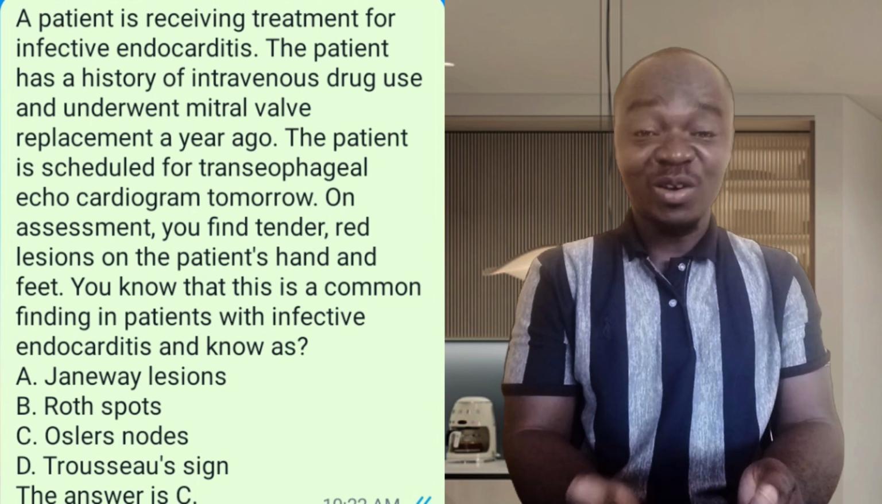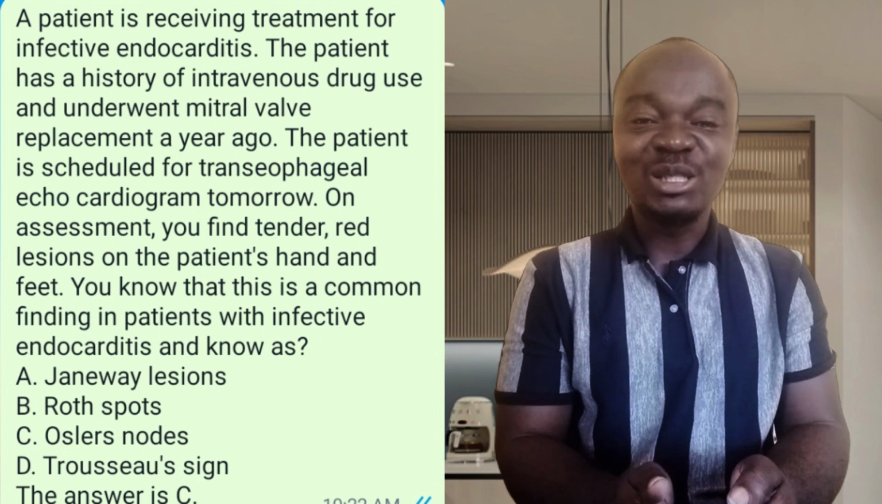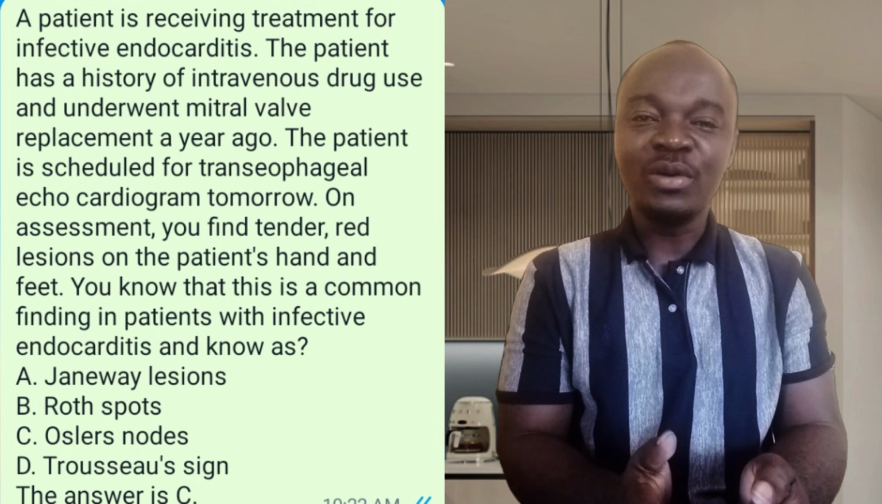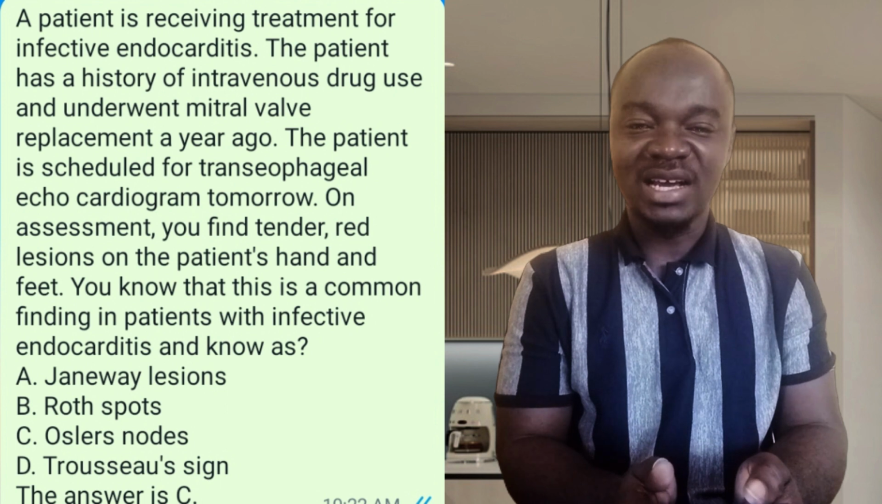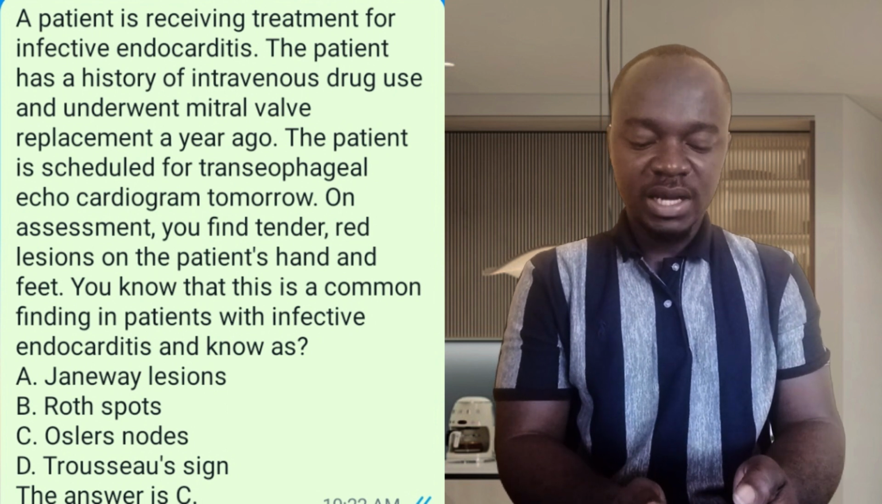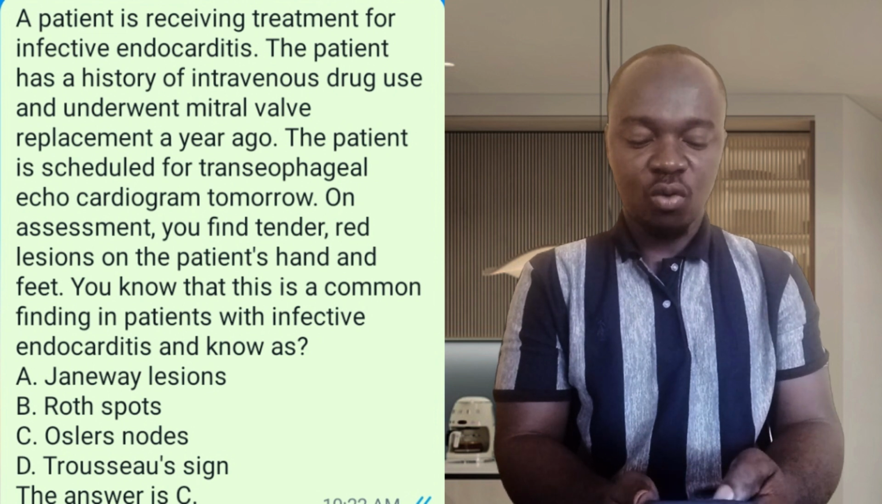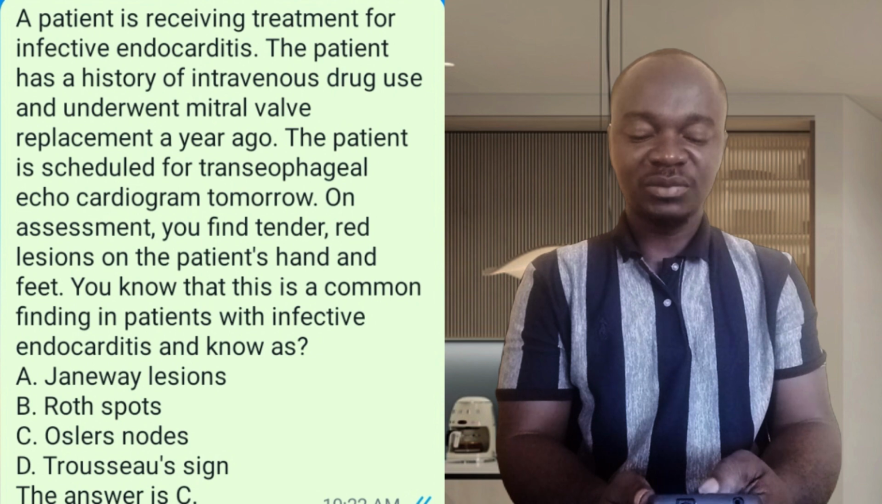Now, we all know that Osler's node, it is the one that is tender. Remember, Janeway lesion is non-tender. So you see how the differentiation can be when it comes to NCLEX. Remember, NCLEX is doable when you spoke about it. Okay, so the option C is correct when it comes to this particular condition. I like that. Now, let us look at another question.